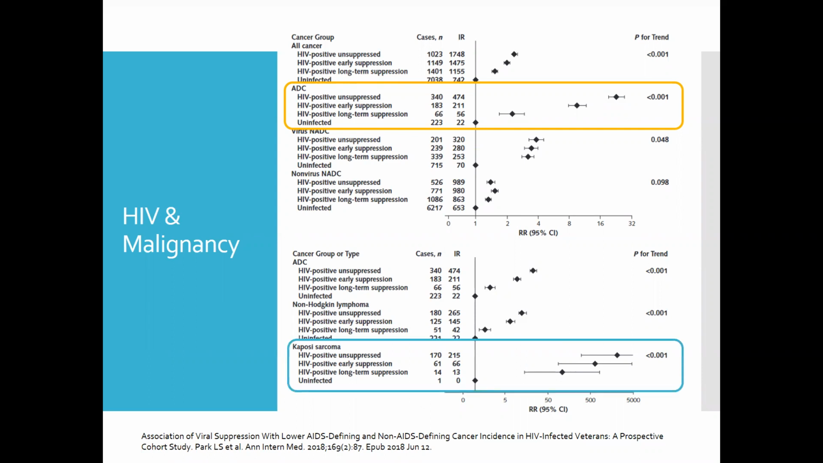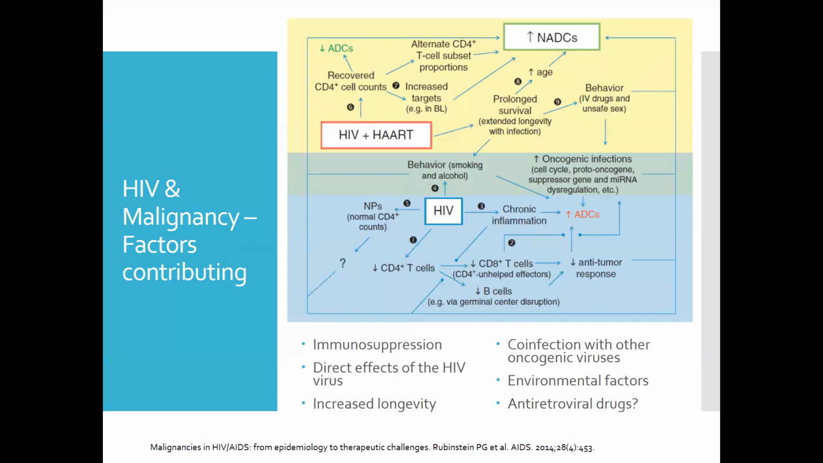This was also replicated specifically in Kaposi's, wherein the incidence ratio for patients who were not on antiretroviral therapy is significantly higher. Now, how does HIV cause malignancy, or how is it implicated in the etiology of malignancy? It's multifactorial. Immunosuppression does play an important role. It's kind of difficult to see on the chart, but the numbers 1, 2, and 3 are representative of the direct effects of HIV, specifically causing immunosuppression, reduction in the anti-tumor response, and increase in the AIDS-defining cancers.